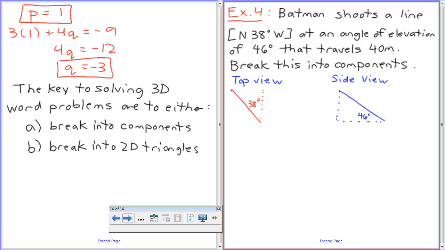Okay, now here's the trick for this question. What's connected? This is the key, and if you're fading out of today's class, this is the part you have to fade in. What from the top view is connected to the side view? 40 meters. Good, but what side of the triangle? The solid side.